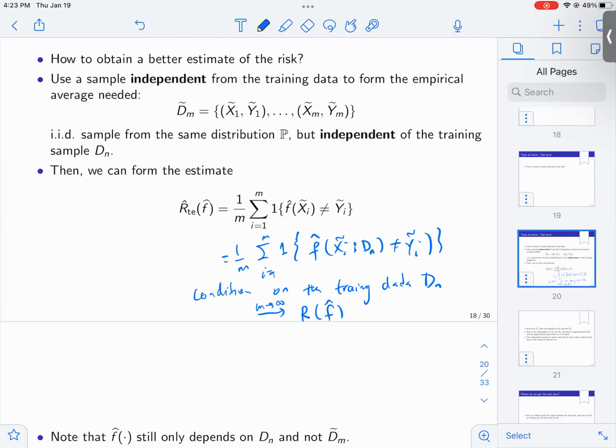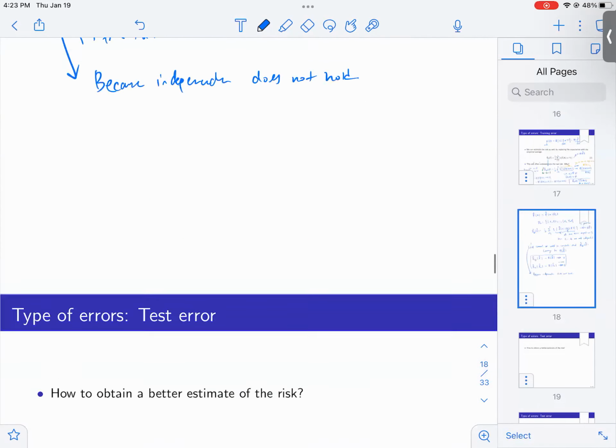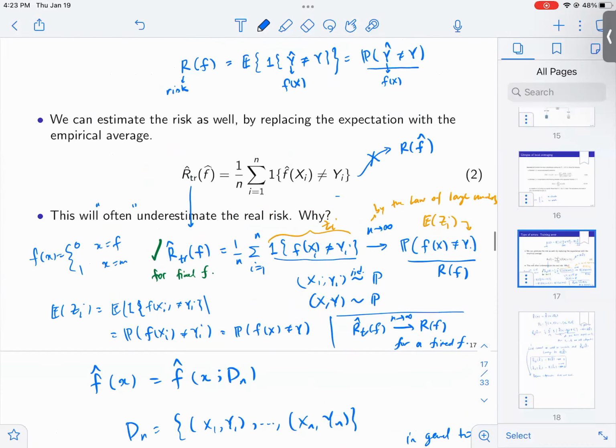So the size of the training data allows you to improve your classifier. If you increase your test data, you can improve your estimate of the risk of the classifier. These are very different things. I can have a very bad classifier whose true risk I know very well, and I can have a very good classifier whose true risk I know very poorly. They're both possible. Does that make sense? So this M and N have no relation. They're trying to do different things.